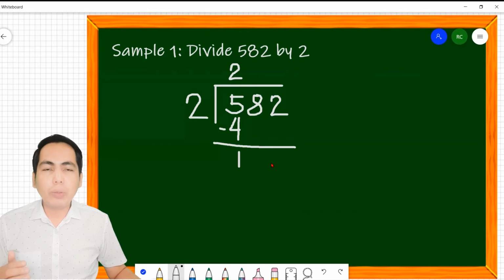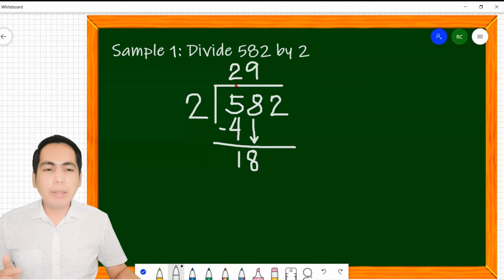After that, we are going to bring down the next digit. The next digit after the 5 is 8. We bring this down and write it after the digit of our difference. So 1 and 8 will form 18. And then we are going to divide this 18 by our divisor 2. So 18 divided by 2 will give us 9. We are going to write our quotient above our dividend.